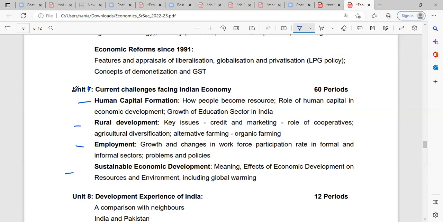So write: unit, current challenges facing Indian economy, human capital formation. We are going to do how people become resource, role of human capital, and all that. Rural development, key issues. These are the chapters. First we will cover this chapter, then this, and this. Basically, we have to cover 4 chapters under this unit. We'll try to finish it.